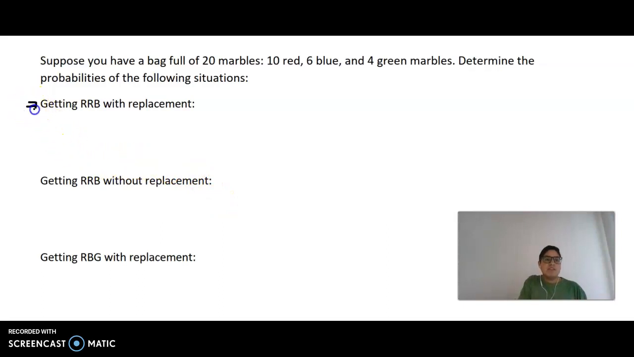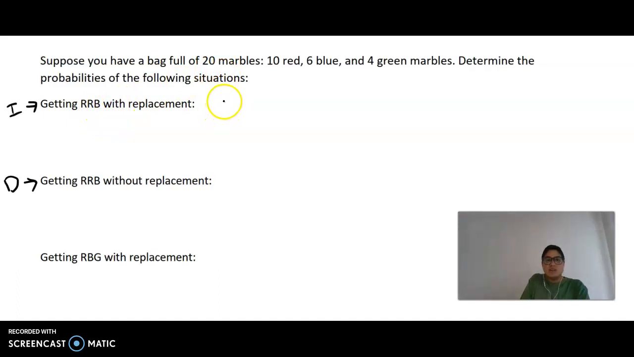With replacement, we refer to as independent, and without replacement, we refer to as dependent. That's because if I pull a marble out and put it back in, I will always have 20 marbles. But if I'm pulling one marble out and keeping it out of the bag, now I have 19. I pull another one, now I have 18. So I want to find the probability of this combo with replacement.